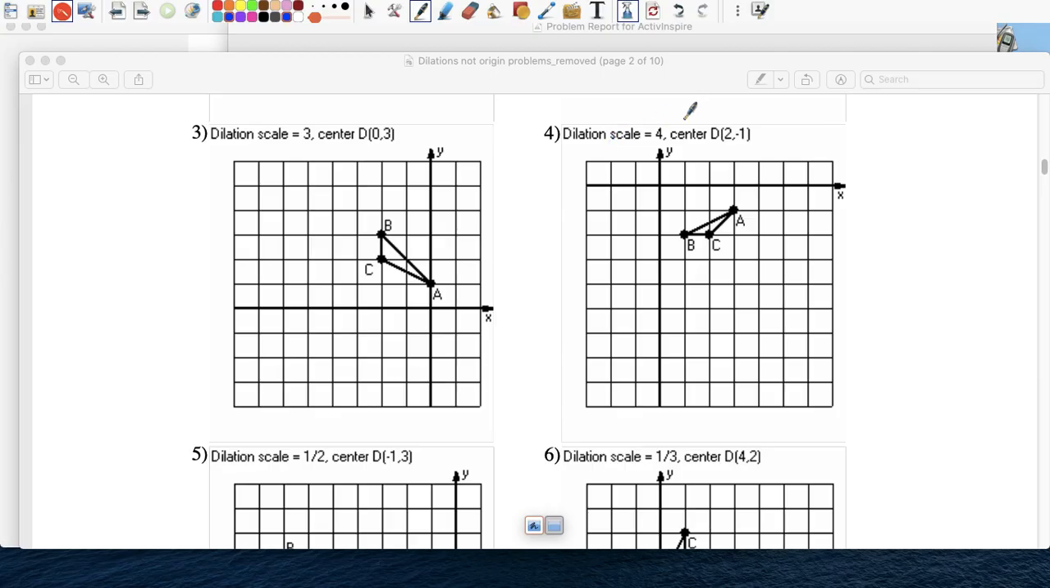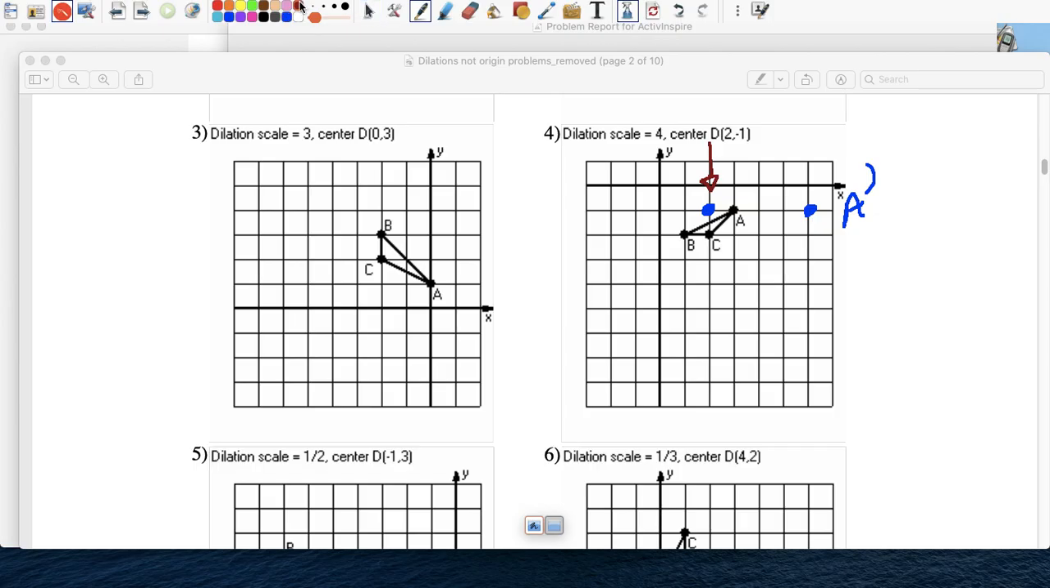Dilation, the scale factor is 4, so it's going to be 4 times bigger. So the center is (2, negative 1). Here's the center of dilation. From the center to go to A is 1. If I dilate that distance, it's going to be 4 now. So 1, 2, 3, 4. Here is A.